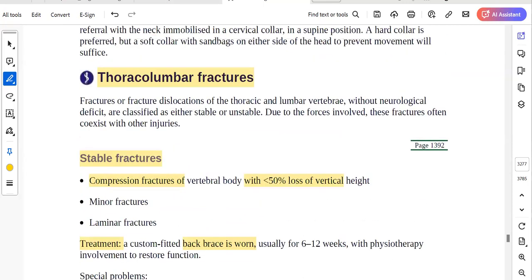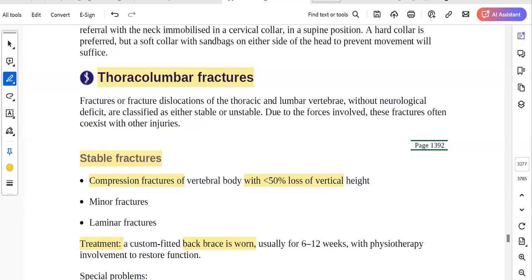So questions come from this thoracolumbar fracture. They give you a patient and then they give you a picture of a compression fracture on an X-ray, and then they ask you what is the next step of management. If it is any kind of fracture, your first management is analgesia. So give a painkiller because the patient will be in a lot of pain. Okay?